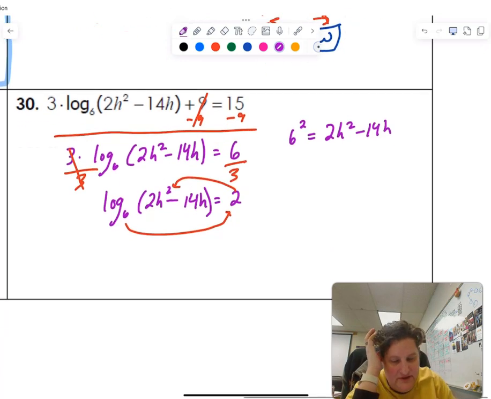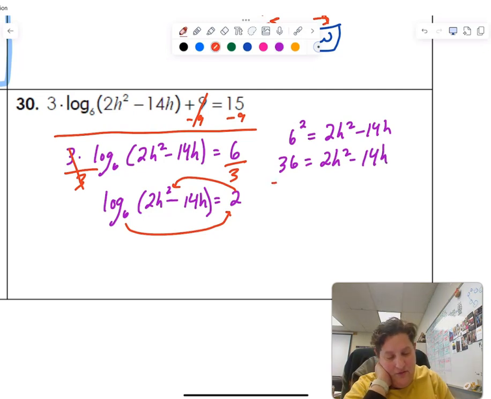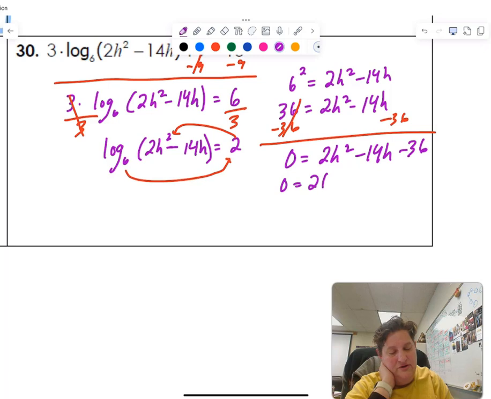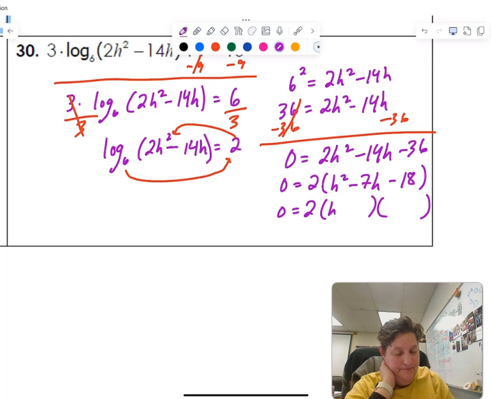Okay, now 6 to the 2nd is 36. We'll bring that over to the other side. So I get 2h squared minus 14h minus 36. Because of the 2 in front, you could factor a 2 out first. That makes it h squared minus 7h minus 18. And then I believe that factors, multiplies to make 18, subtracts to make 7 is minus 9 plus 2. So h equals 9 and negative 2.